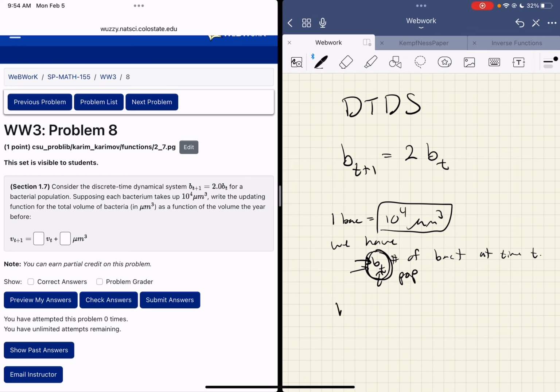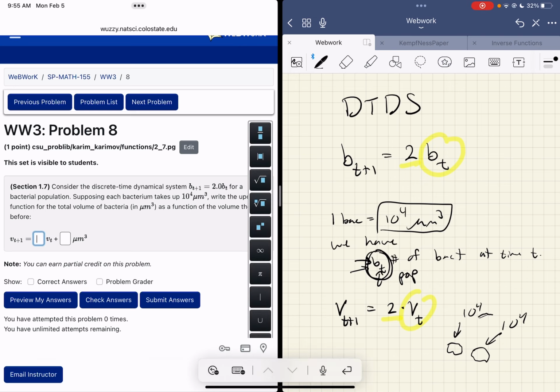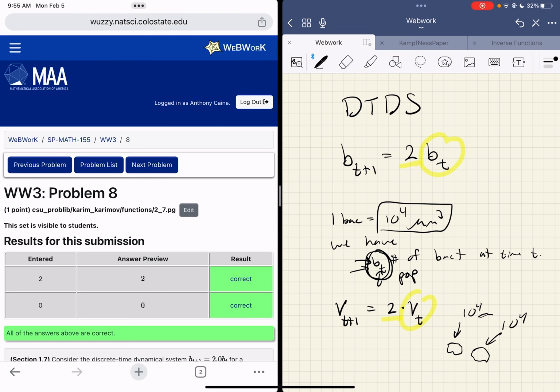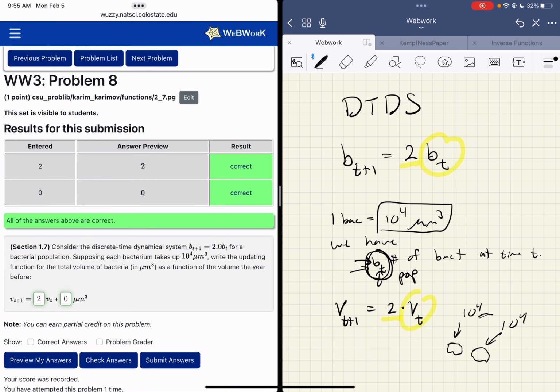So, in fact, the volume next year is the volume this year times 2, because the volume just scales directly with the population. The fact that the population doubles is why the volume will double. If you have 1 bacteria, and it has that volume, and it doubles next year, well, your volume doubled. So this is a 2, and this is a 0. Submit. Great. Now, some of you are going to have more interesting problems.